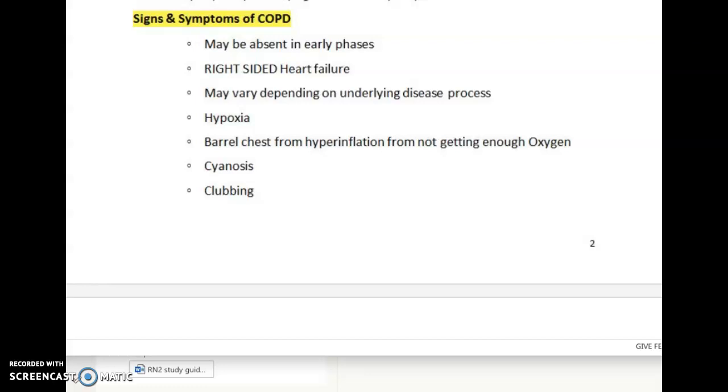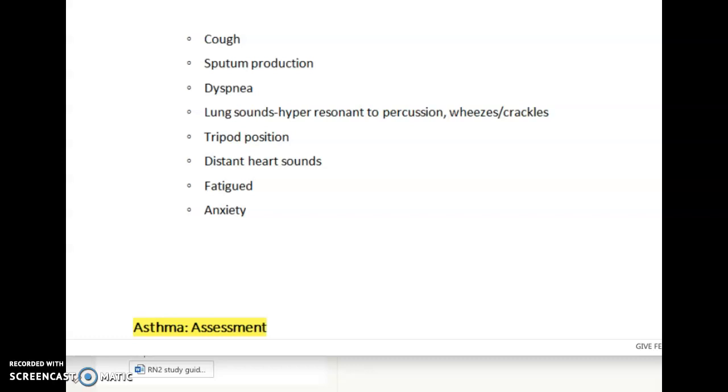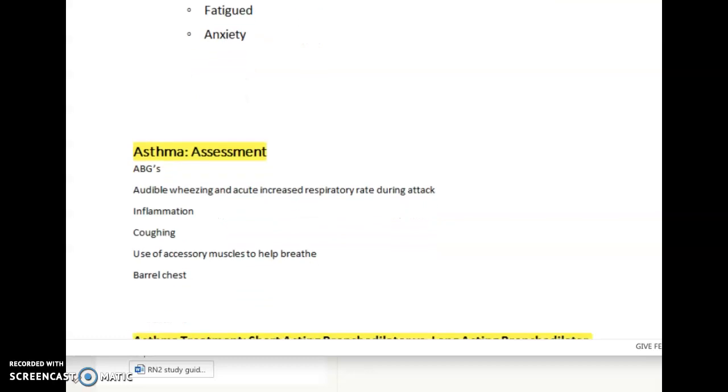May vary depending on the underlying disease process and if they have anything else going on besides COPD. Hypoxia, barrel chest, cyanosis, clubbing, coughing, sputum production, dyspnea, abnormal lung sounds, tripod position, distant heart sounds, fatigued, and anxiety.